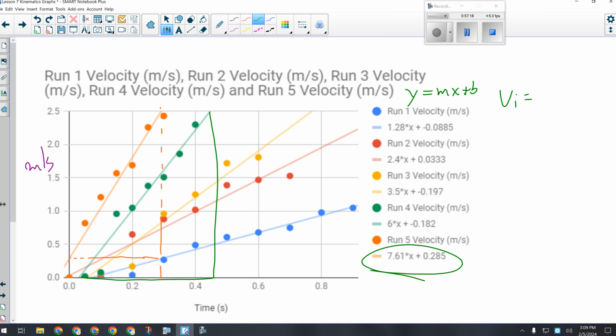This is another thing I could ask you, and see whether you can tell what each part of y equals mx plus b represents for this graph. On our last graph, b was the initial position. On this graph, b is the initial velocity. B is always the initial y. Whatever's on the y-axis, b is the initial value of it.